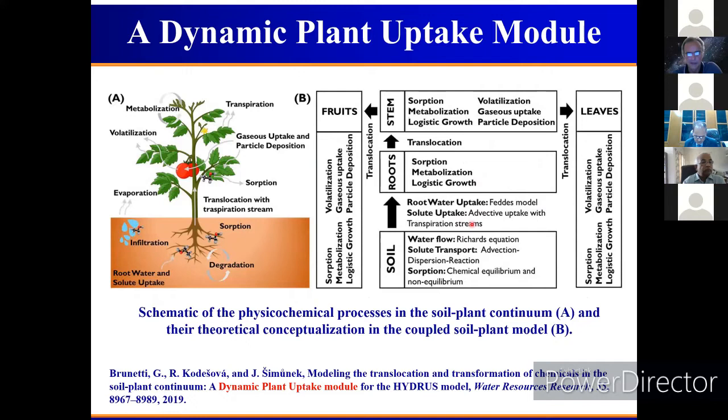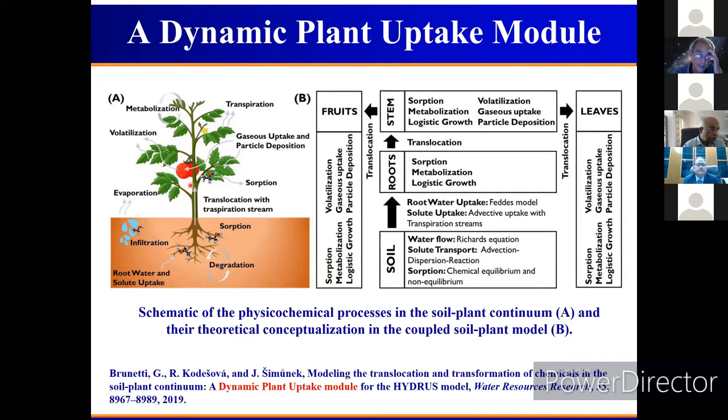So it goes into the roots. The chemical can undergo various reactions, sorption, metabolization. There can be growth at the roots. From there, the chemical and water follow the transpiration stream to the stem. Again, many different reactions there. And from the stem, it can go to the leaves, where water evaporates, or to fruits, which can be consumed by humans, and then they can consume these chemicals.